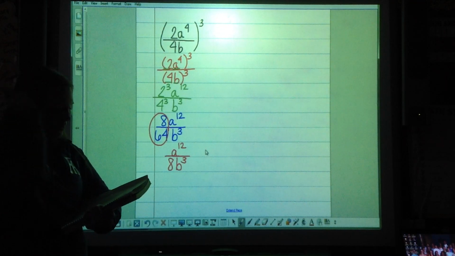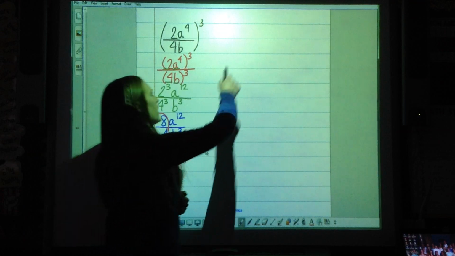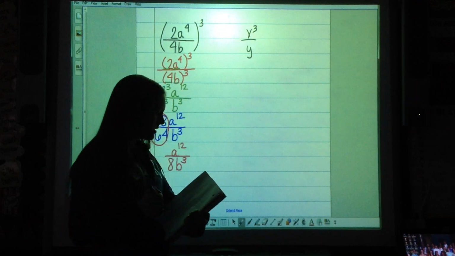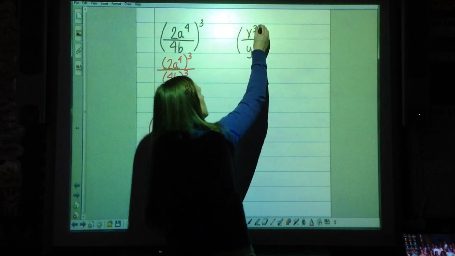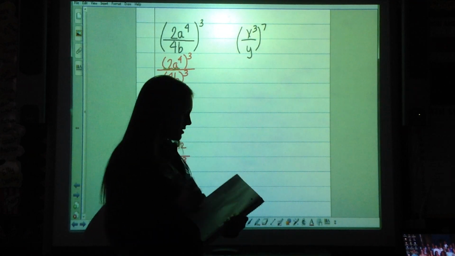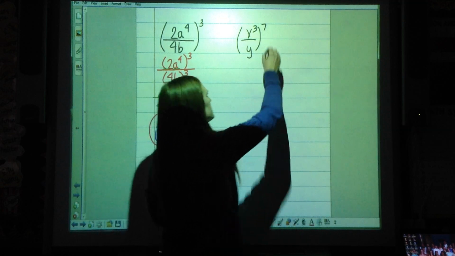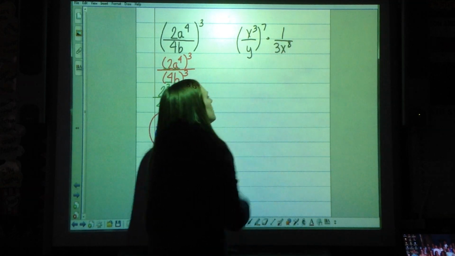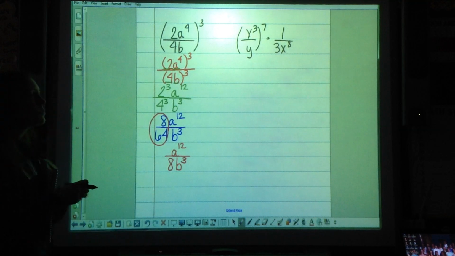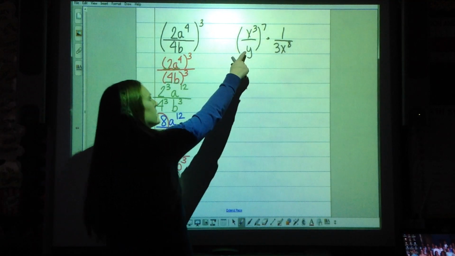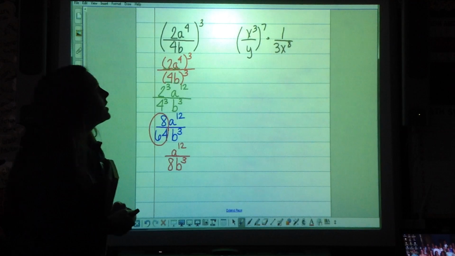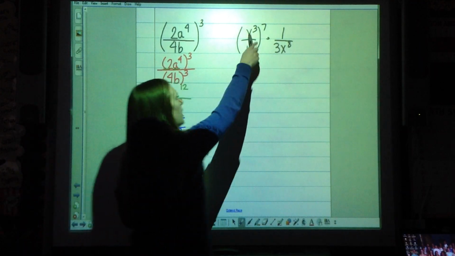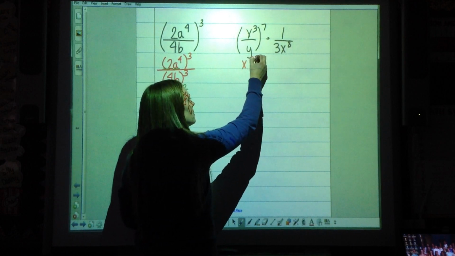Okay, let's try another one. X cubed over y, that quantity is to the 7th power, times 1 over 3x to the 8th. I kind of have two problems in one here. I'm going to work with this problem on the left-hand side first. And I'm going to distribute that 7 to the numerator and the denominator. So power to a power we multiply.